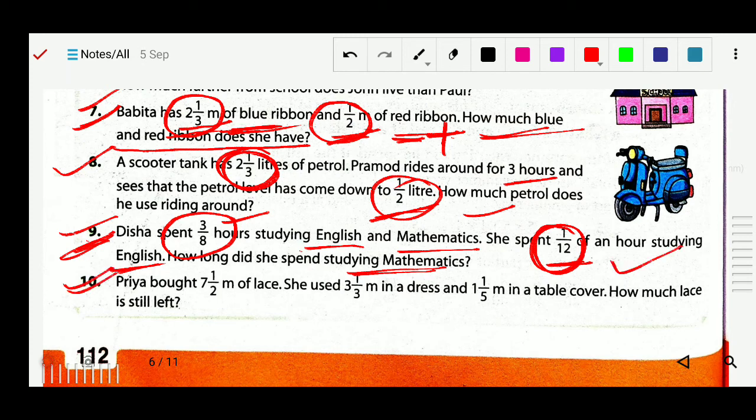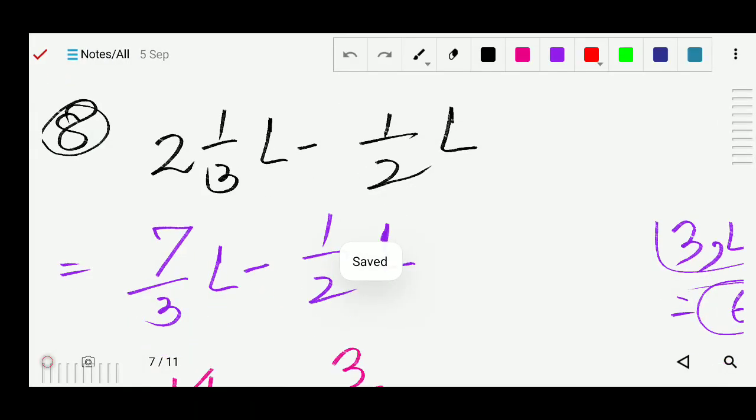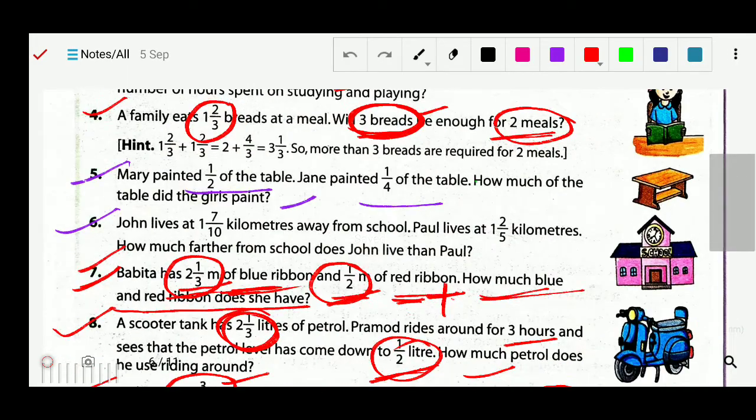Number 10 we will solve. Question number 10. Let's solve question number 10. Actually, what is question number 10 asking?